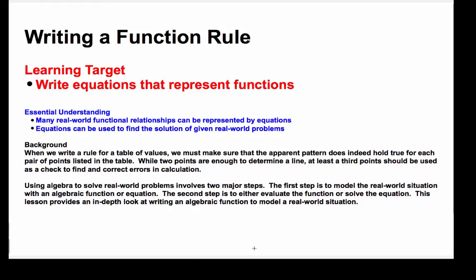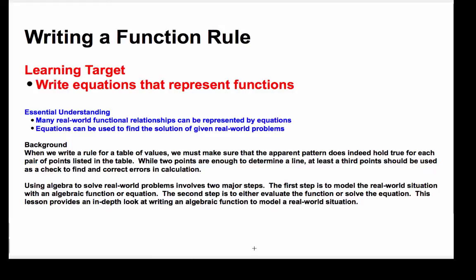Some background for the lesson. When we write a rule for a table of values, we must make sure that the apparent pattern does indeed hold true for each pair of points listed in the table. While 2 points are enough to determine a line, at least a third point should be used as a check to find and correct errors in calculation.